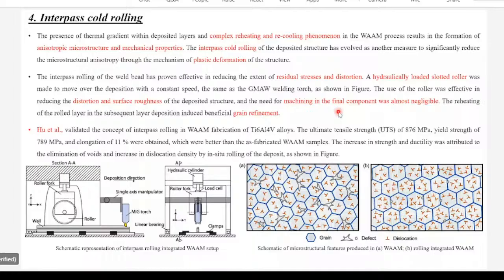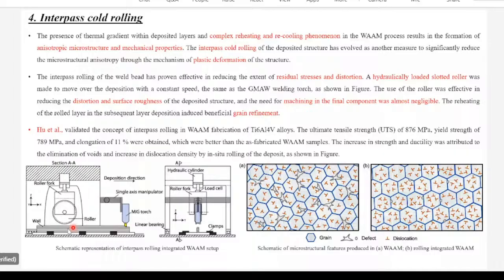So next is interpass cold rolling. We can see there's a big roller over there, and when we are fabricating with a MIG torch or CMT torch, any torch, the layer has a bulge on it. The top surface is bulgy. But this roller plastically deforms these layers, and it makes flat layers.